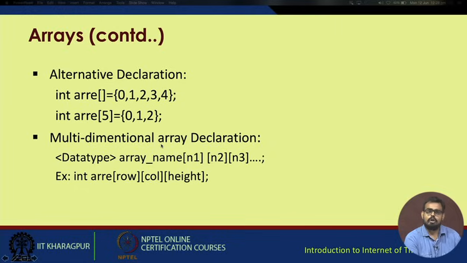Then you have multidimensional array declarations. Same as the previous one, you have the data type, then array name, then the dimensions. For the first dimension, let it be n1, n2, n3. So for example, if you want to declare an array for an image, a normal RGB image, you have 3 channels, red, green and blue. Each image will have a 2D structure, rows and columns, and there will be a depth for each R, G and B. So for those types of data, you have int array[row][column][height].